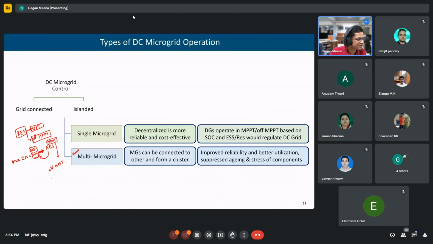But if this microgrid is connected to some other microgrid, then there is no need to shift to off-MPPT mode. We can still be in MPPT mode and supply this excess renewable generation to some other microgrid.